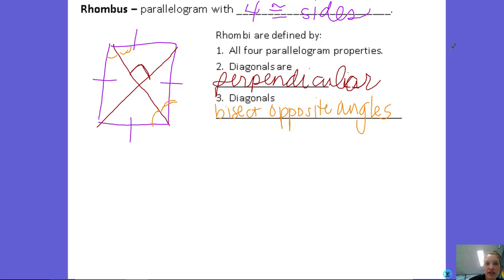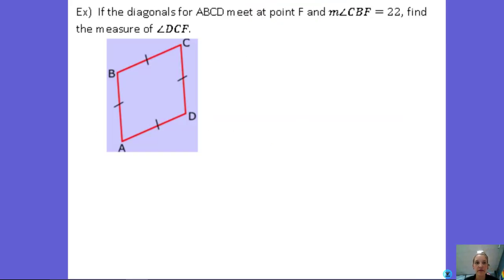But notice, I'm switching colors, and now I'm going to start using 2 curvies for these halves. So these opposite angles, these blue ones, are congruent, so when I bisect them, their halves are congruent as well. But notice these orange angles and blue angles are not congruent. So the diagonals are going to bisect the opposite angles in a rhombus.